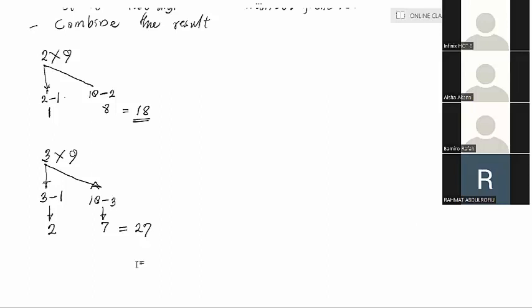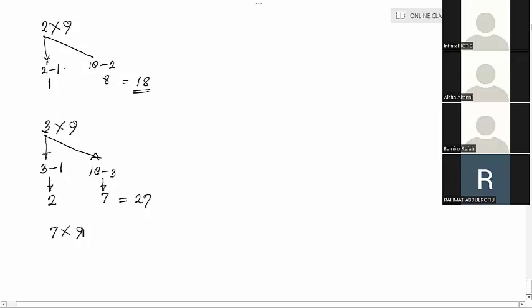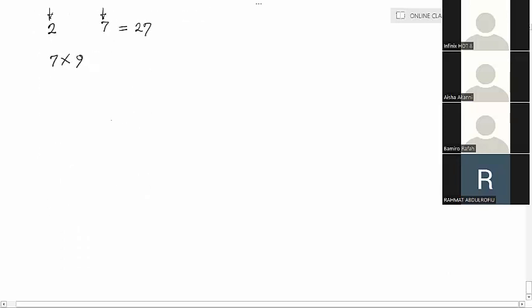Let's take another one. Let's say 7 times 9. Subtract 1 from the number, since the category is 1: 7 minus 1 gives us 6. Then we take the 7 again and subtract it from the highest number of the category, 10 minus 7, which is 3. So the final answer there is 63.